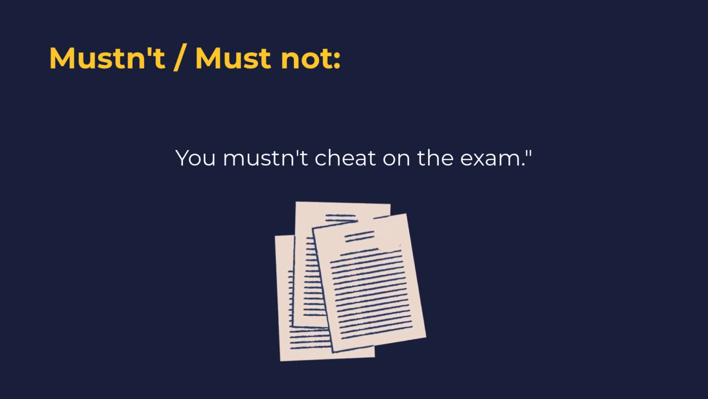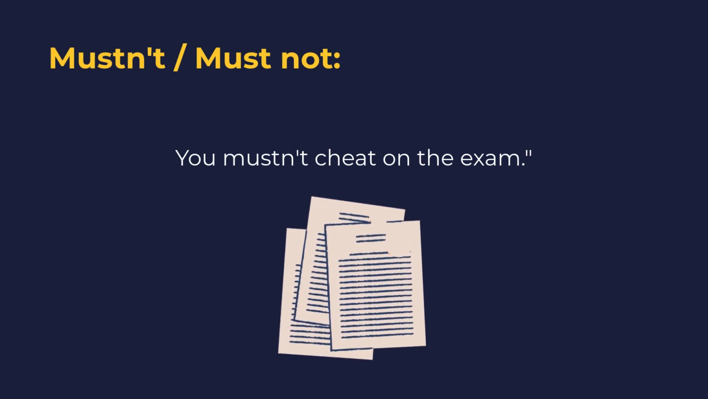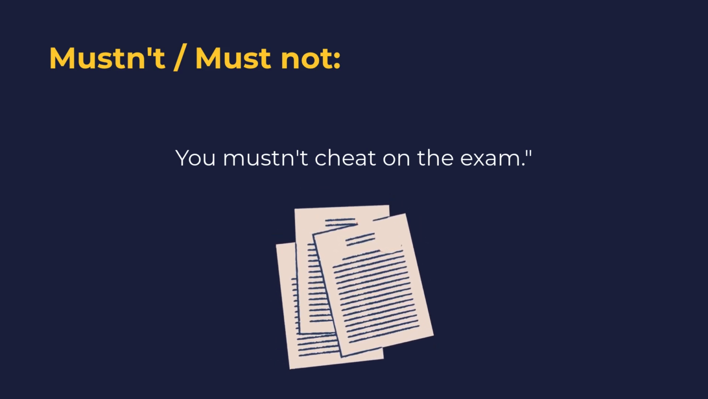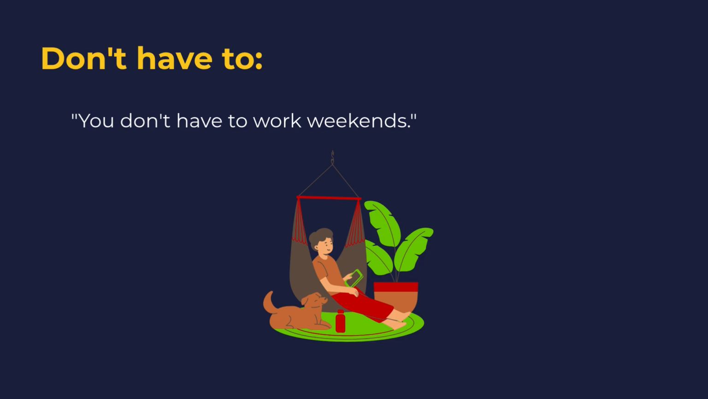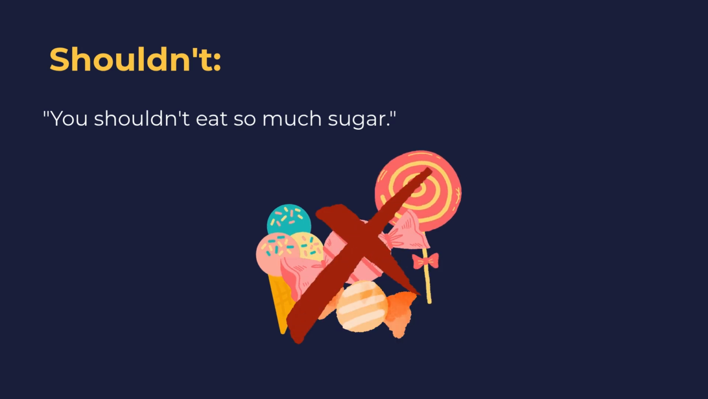Now listen carefully to mustn't versus don't have to. You mustn't cheat on the exam means it's completely forbidden. You are not allowed to at all. But you don't have to work at weekends means you are free to choose. You are not forced to work. It is a big difference. Lastly, should becomes shouldn't. Use it when you give advice, like you shouldn't eat so much sugar.